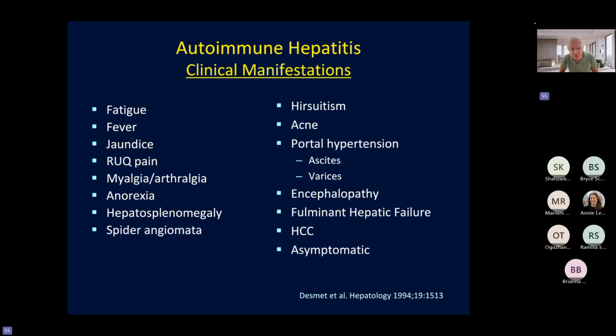The clinical manifestations are many, and some of these clinical manifestations are a consequence of therapy as well. But fatigue, jaundice, right upper quadrant pain, anorexia, these patients will generally come to you because of fatigue and the onset of jaundice. Later on, of course, they can develop all of the problems that many patients with chronic liver disease can develop.